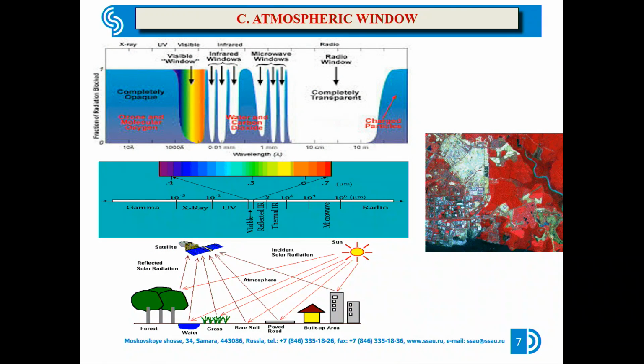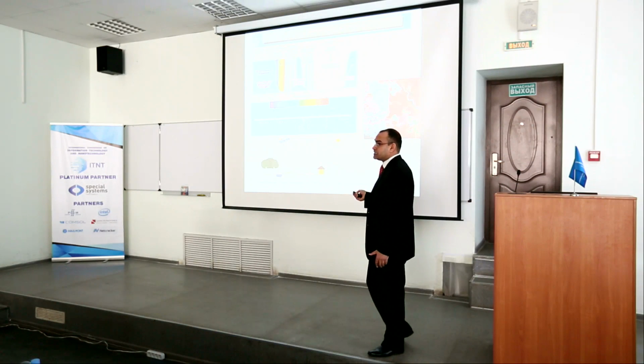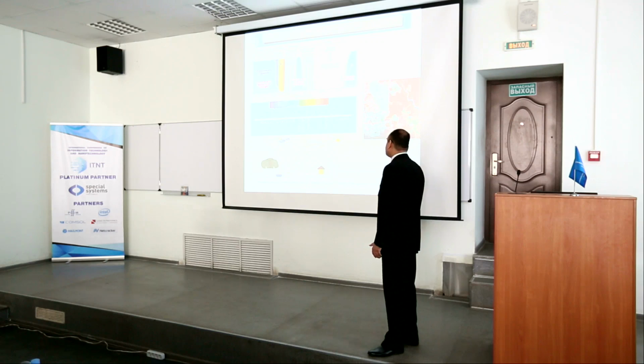This is the atmospheric window. You can see that only the visible part can reach the ground, and some part of the infrared region and microwave region also reach the ground. The part which passes through the atmosphere and reaches the ground is really useful for remote sensing. Here you can see the whole process of remote sensing: the sun is the source of energy, then it interacts with different objects like forest, water, grass, bare soil, roads, built up area, and then it is returned back to the satellite, and the satellite always produces an image.